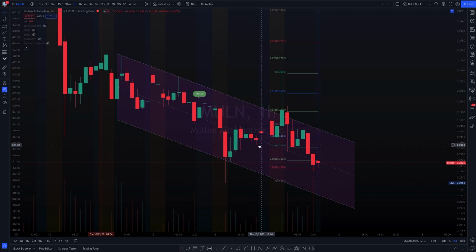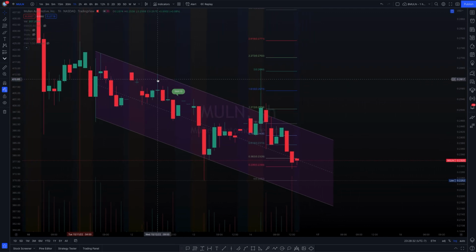A way for us to know that we are within the channel and that the channel has been validated is simply by looking at how many times we've tested its resistance. The resistance looks like it's been tested once here and once just yesterday. So we do have at least two touches. That validates and confirms that we are within this formation. Don't count this one, because this is just where we're starting the trend from.